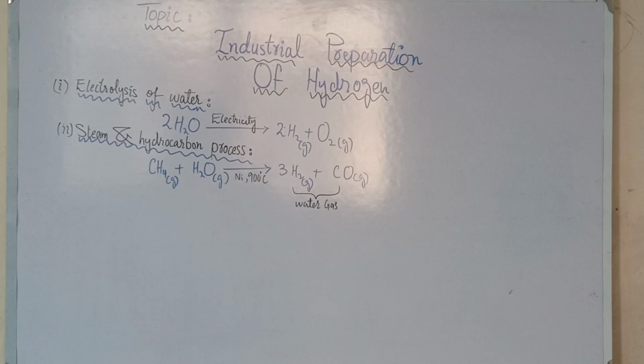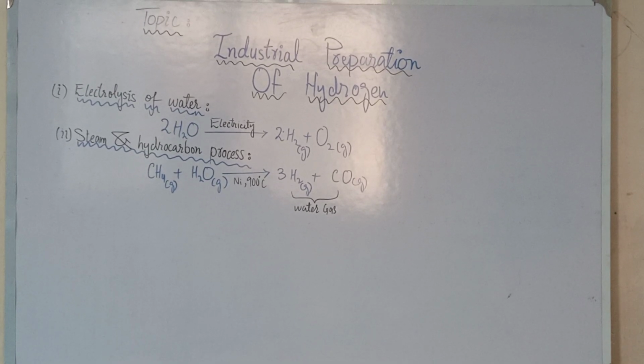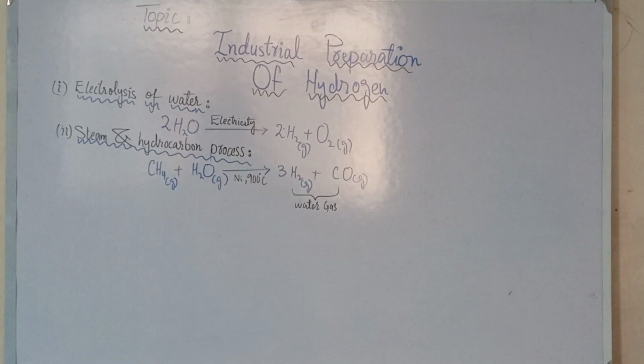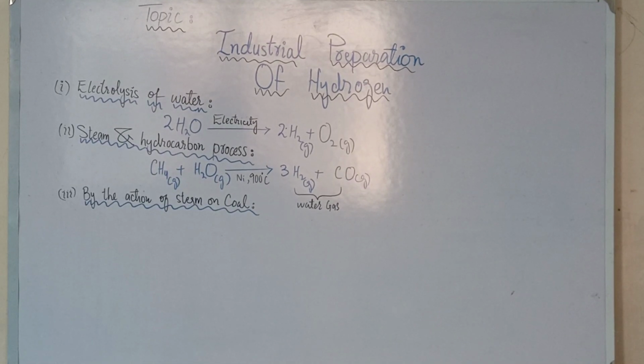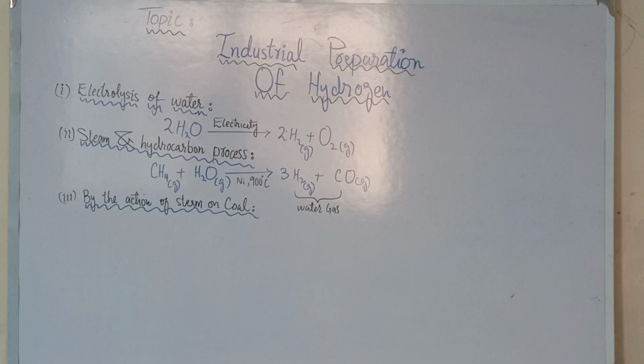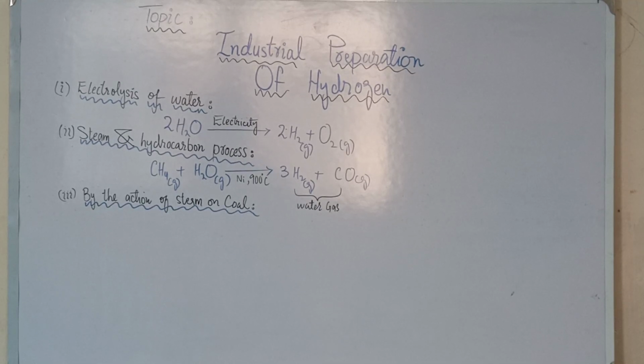In this equation you can see that the reactants and products are in gaseous form, and the mixture of carbon monoxide and hydrogen gas is also called water gas. Now come to the third method of preparation of hydrogen gas, which is by the action of steam on coal. When steam is passed over red hot coke at about 1000 degrees centigrade, a mixture of hydrogen and carbon monoxide is formed, which is called water gas, as we have discussed in process number 2.